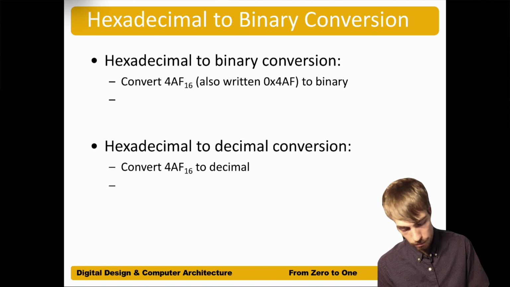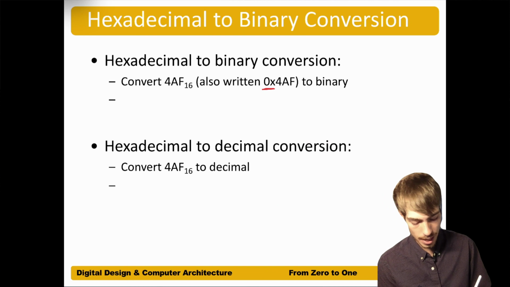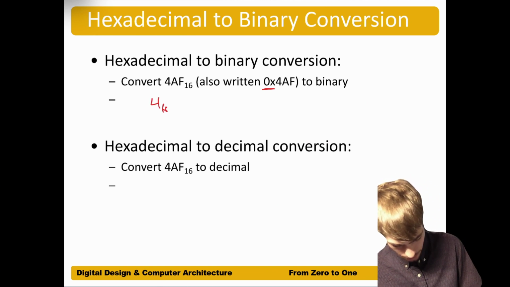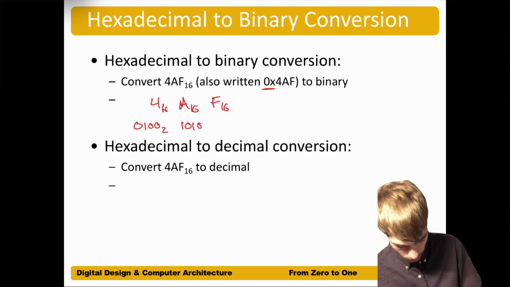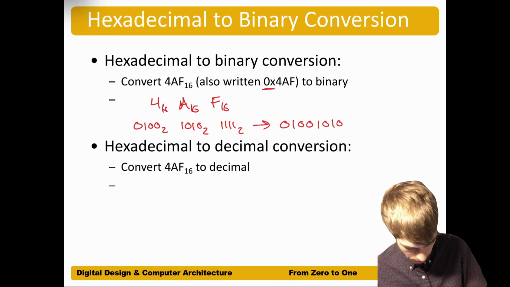So for example, to convert 4AF base 16, which is also written with this prefix 0x here, which indicates that it's a hexadecimal number, we can take each of the hexadecimal digits and separately convert them to binary. So first we have 4 base 16, A base 16, and F base 16. And if we convert these to binary, 4 is going to be 0, 1, 0, 0 base 2. A is going to be 1, 0, 1, 0 base 2. And F is going to be 1, 1, 1, 1 base 2. And to get our final answer, we're just going to smush these all together, and we're going to get 0, 1, 0, 0, 1, 0, 1, 0, 1, 1, 1, 1, and that's all base 2.